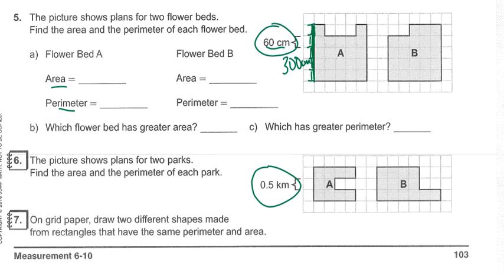They've done the same thing down here. They've defined what one little chunk is: 0.5 kilometers. So see if you can figure that out.